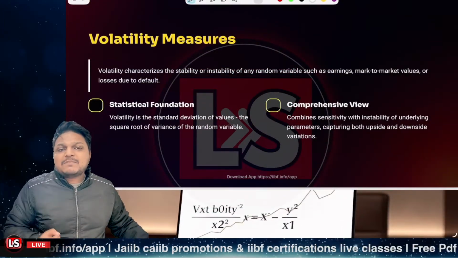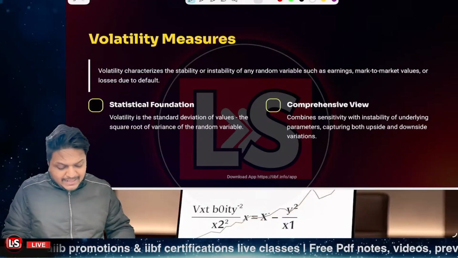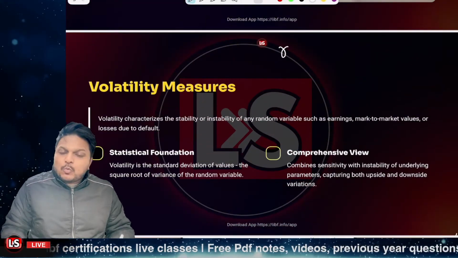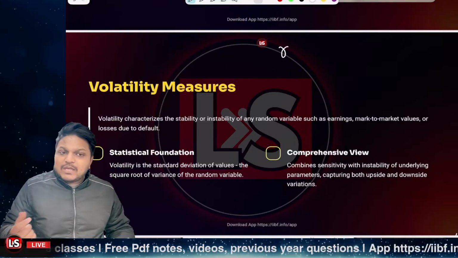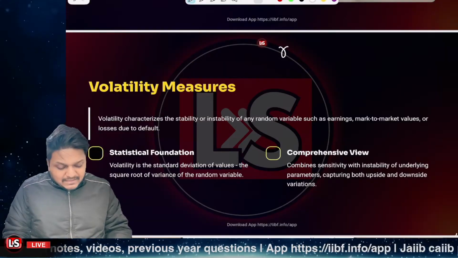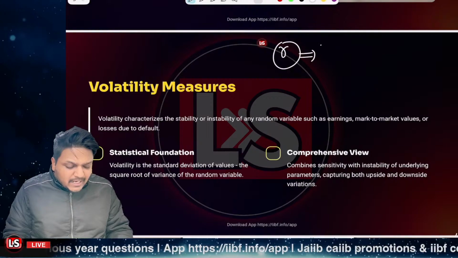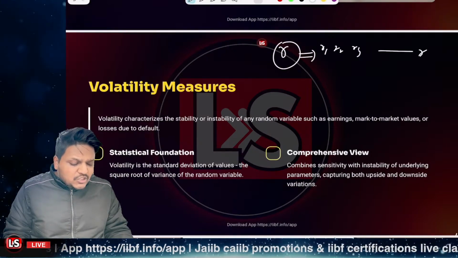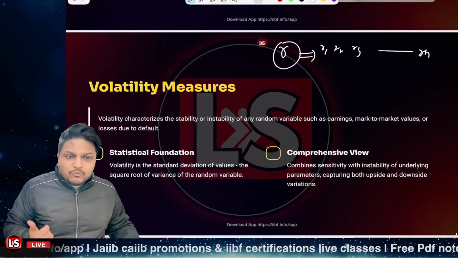After that, the second quantitative measure is the volatility. Now volatility is basically related to the stability or instability of a random variable. Let's say we have a random variable R. When we measure the particular exposure at different instances, it has different values. This random variable changes its values like R1, R2, R3, R4, up to Rn, at different time instances.